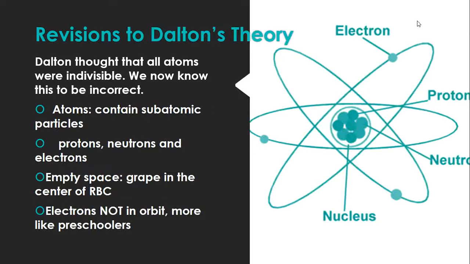And electrons do not fly in an orbit like this picture has. They're actually more random. They're like preschoolers running around, but they are probably in certain areas. There are probabilities that Heisenberg and Schrodinger figured out. And that is just mathematically, they could figure out areas where they would be and areas where they wouldn't.